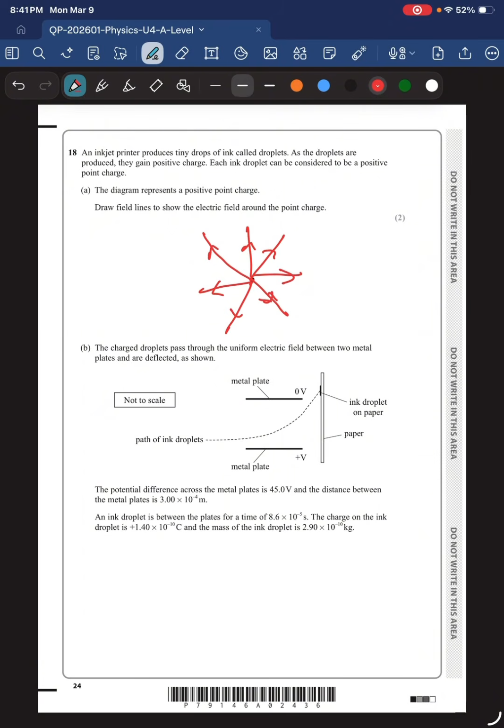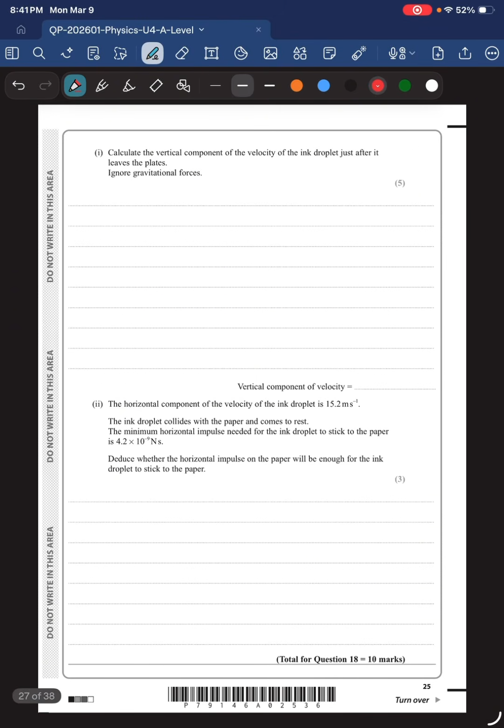Okay, B. The charged droplets pass through the uniform electric field between two metal plates and are deflected as shown. The potential difference across the metal plates is 45 volts, and the distance between the metal plates is 3 times 10 to the negative 4 meters. An ink droplet is between the plates for a time of 8.6 times 10 to the negative 5 seconds. The charge on the ink droplet is 1.4 times 10 to the negative 10 coulombs, and the mass of the ink droplet is 2.9 times 10 to the negative 10 kilograms. I. Calculate the vertical component of the velocity of the ink droplet just after it leaves the plates.